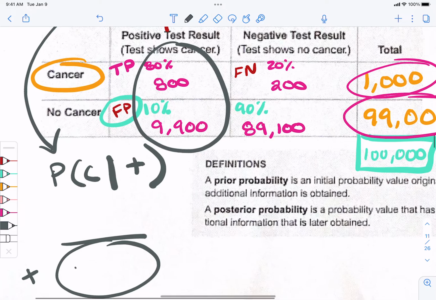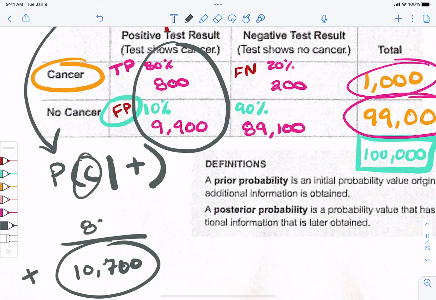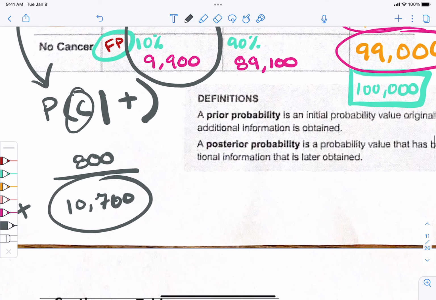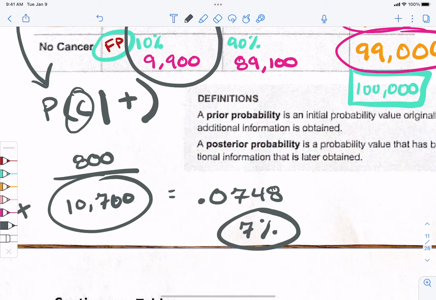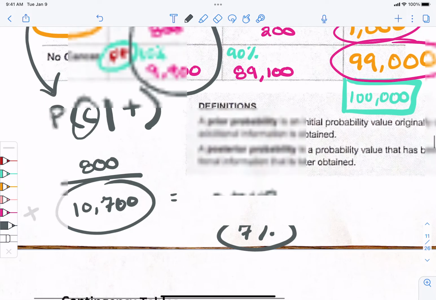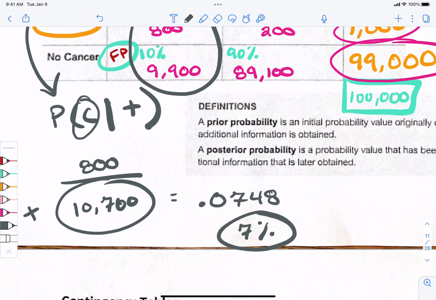10,700, those together. Of those 10,700, how many had cancer? 800. So 800 divided by 10,700 is 0.0748. Now, that's like 7.4%. These are the people who have cancer that tested positive.